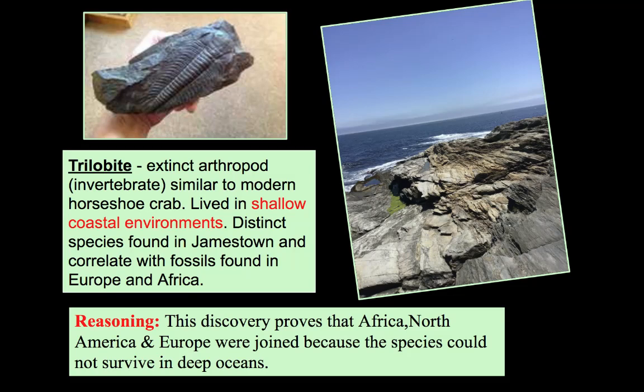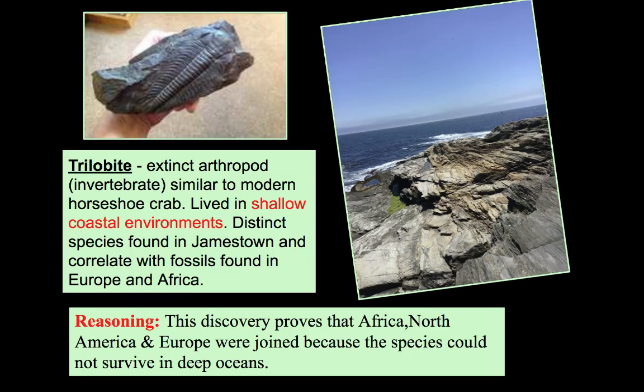Pretty neat. But what's really cool about the trilobite is this particular species was also found in the rock across the Atlantic Ocean in Europe and Africa, only in those two other areas. And here's the reason why this also supports the idea that the continents were together: trilobites lived in shallow coastal environments. They did not live in deep oceans. So think about where Africa, Europe, and North America are relative to each other right now. There's a giant deep ocean between us.